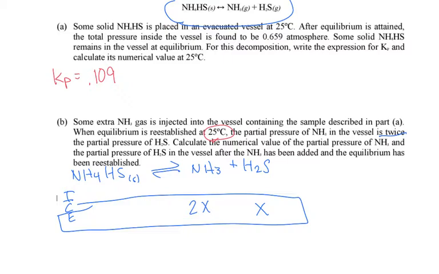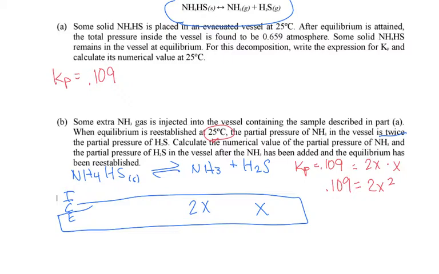So, we're going to set Kp, which is equal to 0.109 again. That's going to equal our expression, which is ammonia times dihydrogen sulfide gas. So we're going to set this equal to 2x because we don't have a value for it, times x, okay? And so if we simplify the right side, that equals 2x squared. Left side again is still just 0.109. And then we're just going to solve for x.